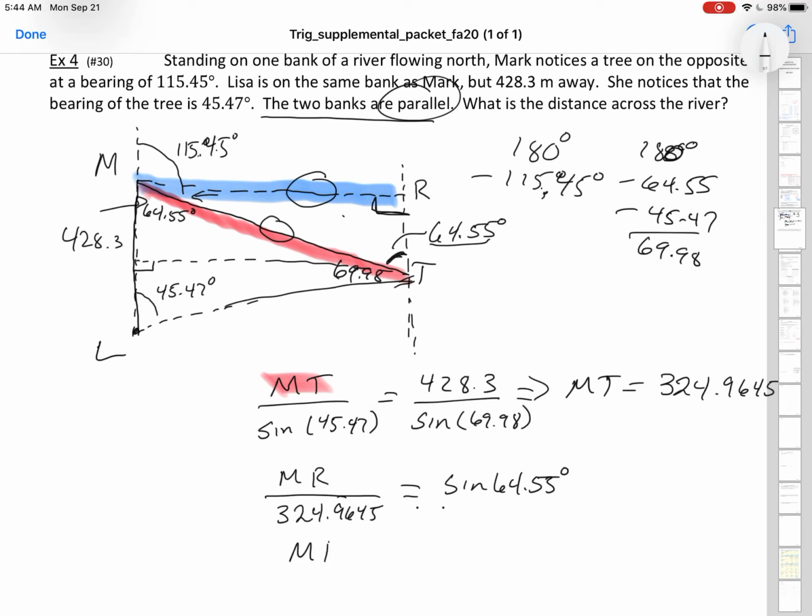So what's the distance from M to R equal to? Just like you did in the previous sections. Sine of 64.55 degrees times this 324.9645. If we do the sine of 64.55 times 324.9645, we get 293.4. So the straight across distance across the river, no matter which perspective, is 293.4. Again, I'm going out to the tenths because they gave the 428.3 number out to the tenths, meters. So I can get that distance across.